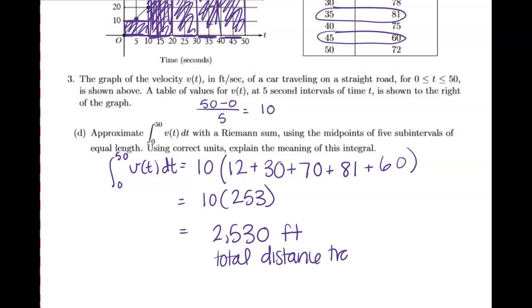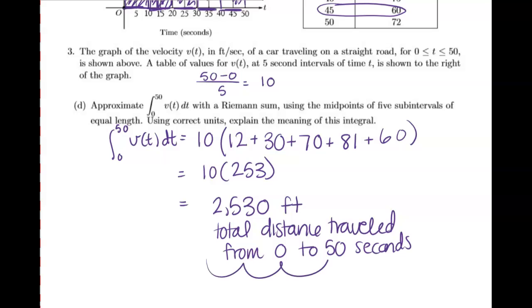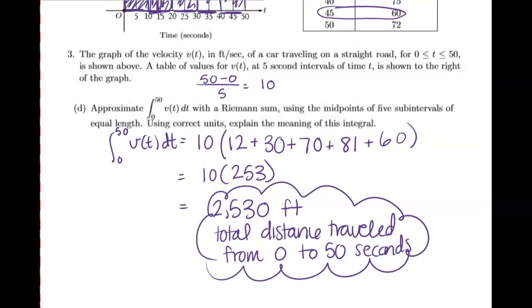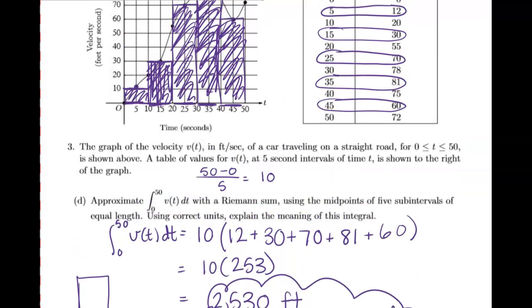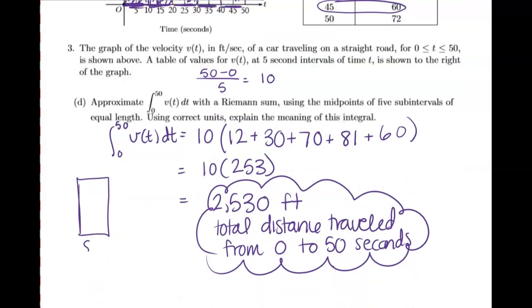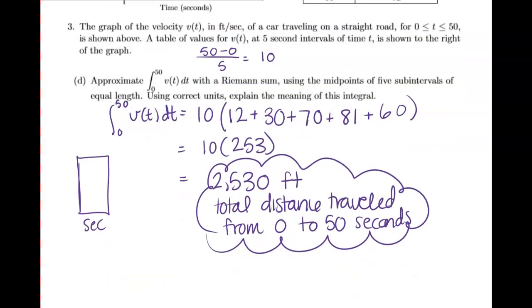And this is actually the total distance traveled from 0 to 50 seconds. So keep in mind, the reason we got feet is because if you think of every one of those rectangles, horizontally, that was seconds. Vertically, velocity is feet per second. So when we look at area, we're doing feet per second times second. So the seconds will cancel, and that's why we get feet.